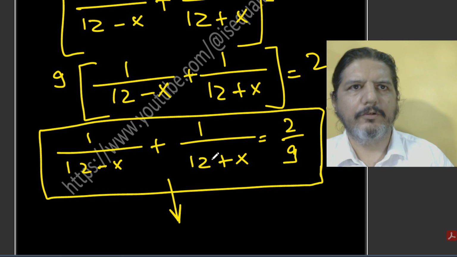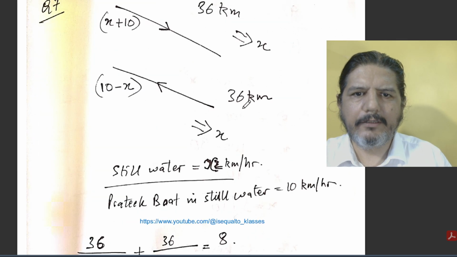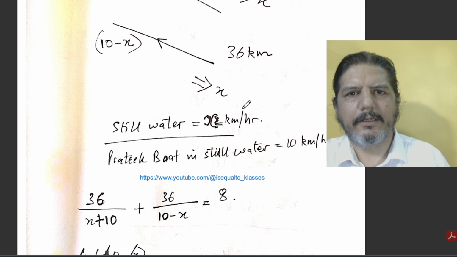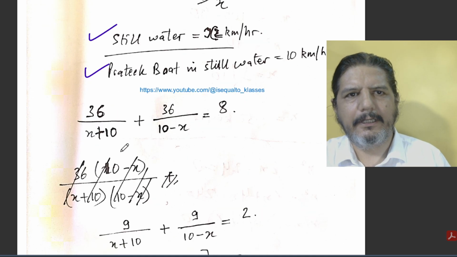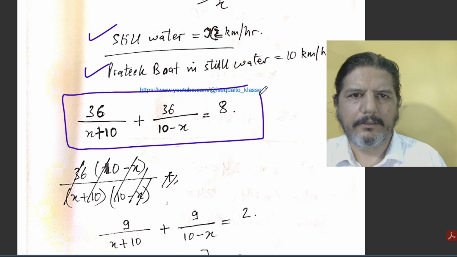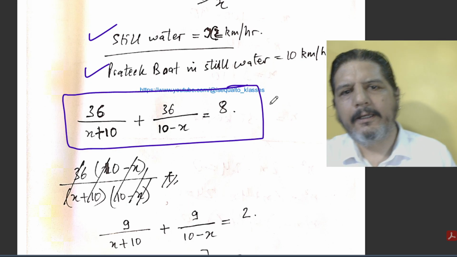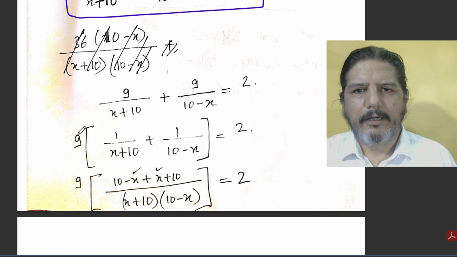I'll show you the solution, I've done the solution. So this is all that we have discussed till now. So still water is x, the boat in still water is 12. And this is the equation we formed. So T1 plus T2 is equal to 8. And then I have taken the 9 out.